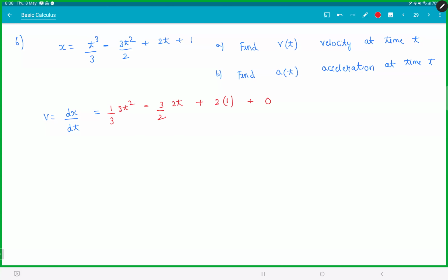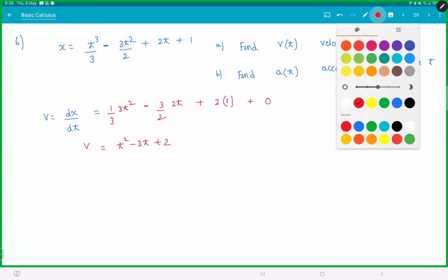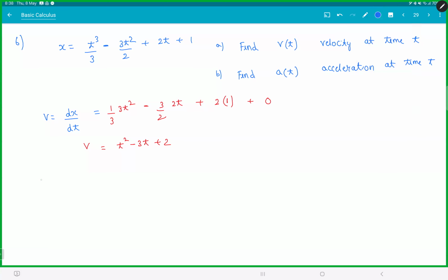So the differential of t power n is n into t power n minus 1. So here the 3 will cancel. This will be t square minus 3t plus 2. This is your velocity. Anyone confused with this, please ask me. You should be clear with this. You should get so used to these things that you can see and just write it down directly.